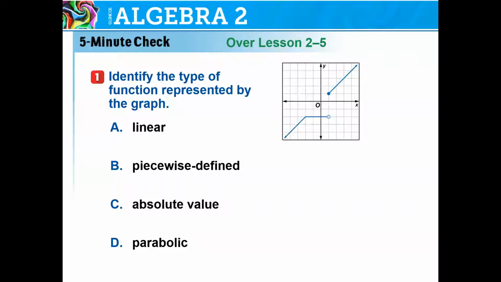Let's look at C. That's the graph of the absolute value. We're going to be talking about that a lot today. But remember, absolute value graphs are that V. They look like a straight V.